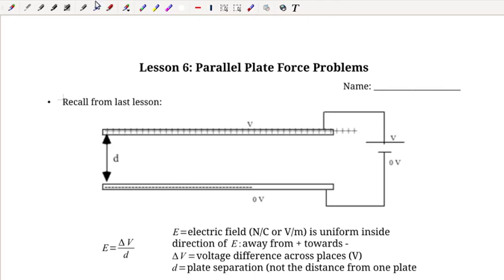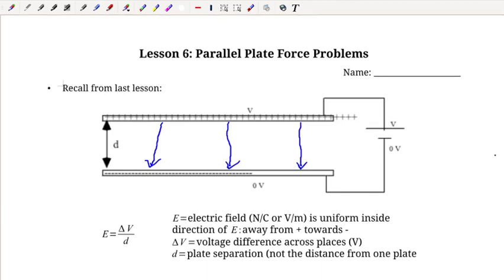And the direction of the electric field is always away from the positive plate towards the negative plate. And it is the same value no matter where between the plates that we are. And the strength of that electric field is determined by the voltage difference across the plates and the plate separation. How far one plate is from the other plate, not the distance from one plate that we happen to be, but the distance that the plates are from each other.